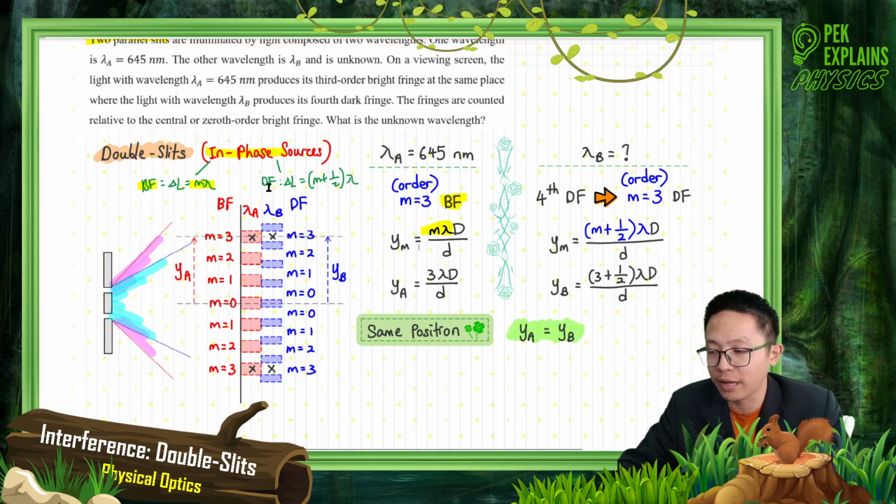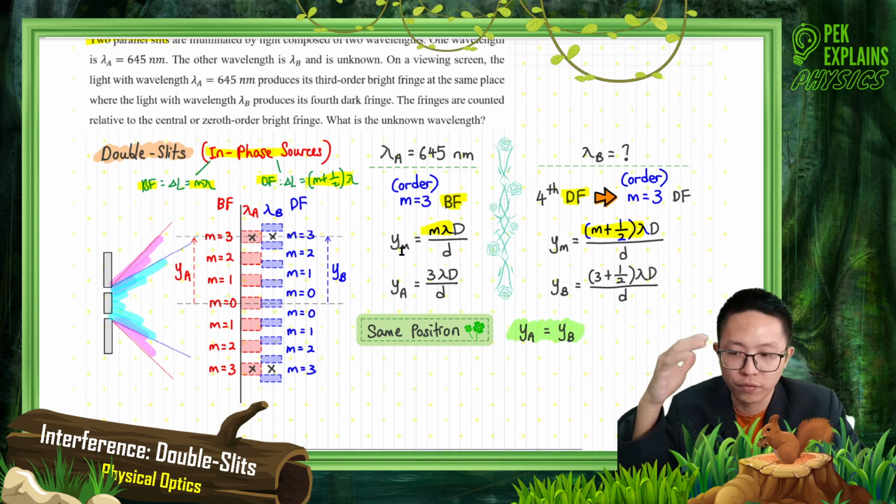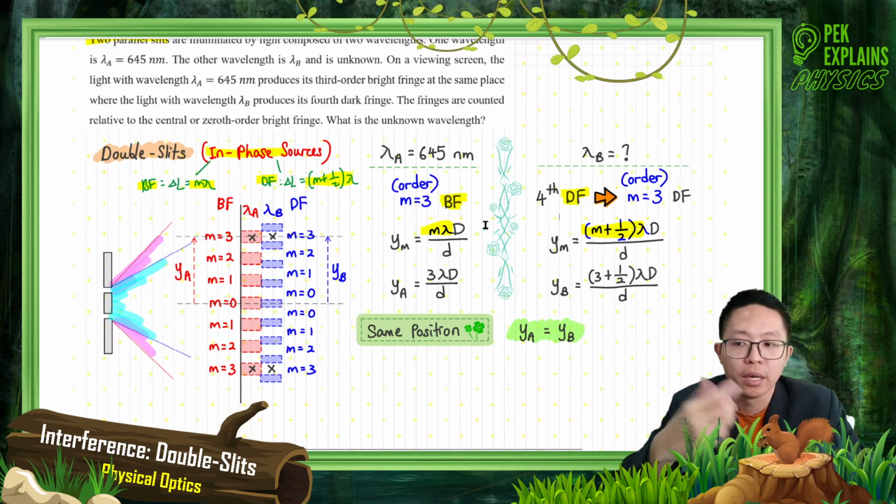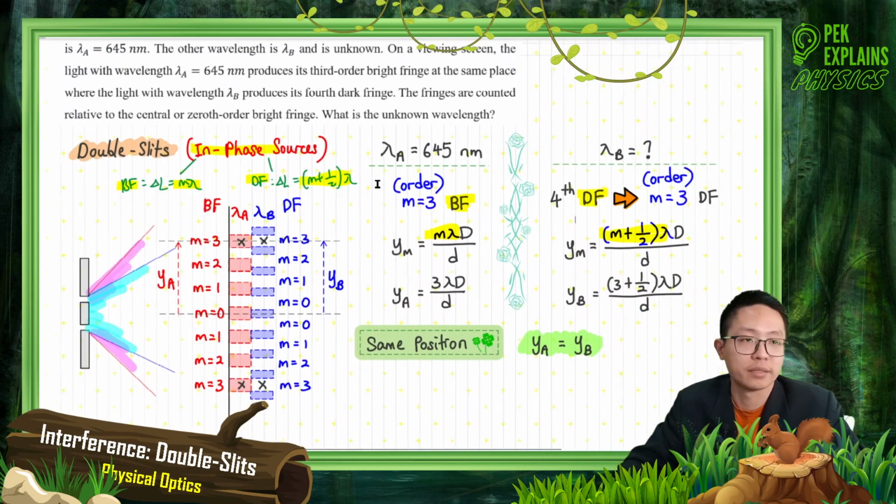Same goes for the dark fringe. If dark fringe, must use m plus half lambda. So the formula for Ym is also m plus half lambda. So I don't memorize the formula for Ym. I just remember there are two variations, m lambda and m plus half lambda. m lambda is only for bright fringe, if in phase source. If dark fringe, use m plus half lambda. That's how I differentiate the formula for Ym between bright fringe and dark fringe. Okay? That's the secret of how I remember the formula.